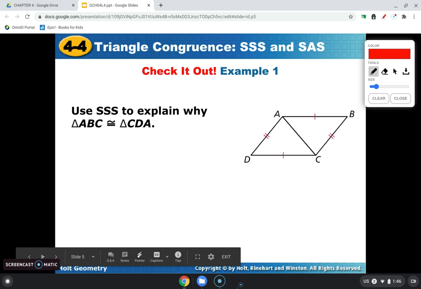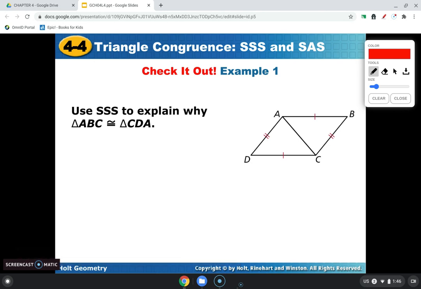Use side, side, side to explain why these are congruent. Well, marked and marked. These two are marked. And then once again, AC is equal to itself by reflexive. So they are congruent by side, side, side.